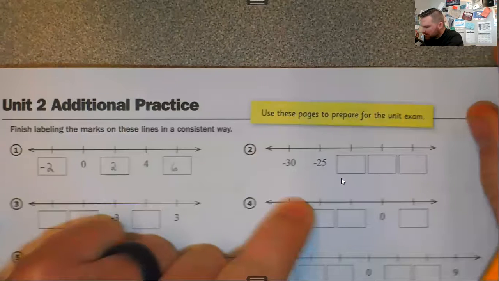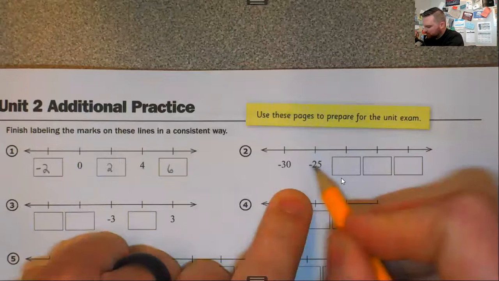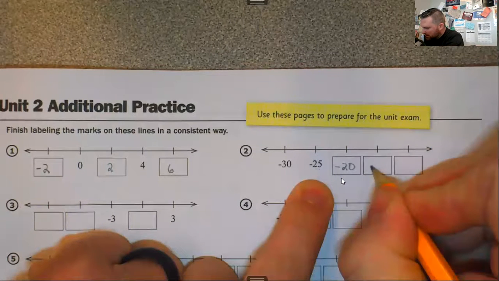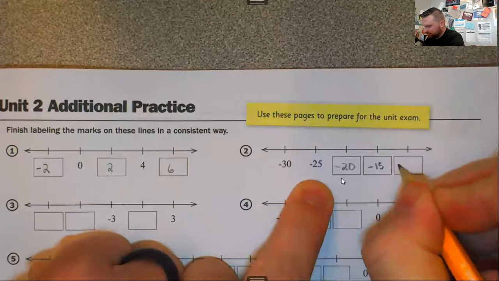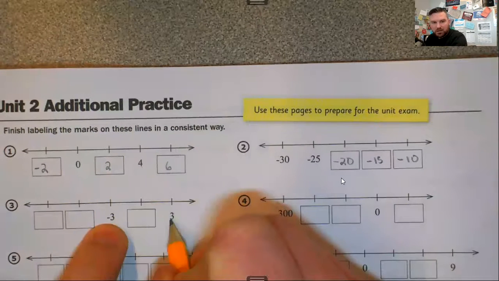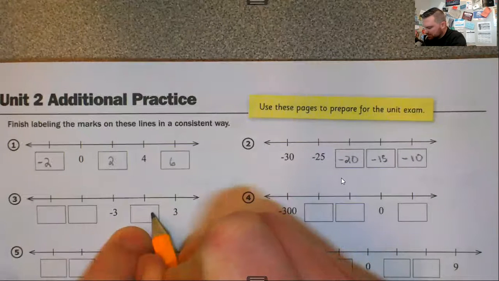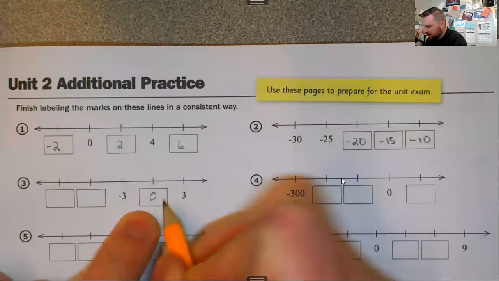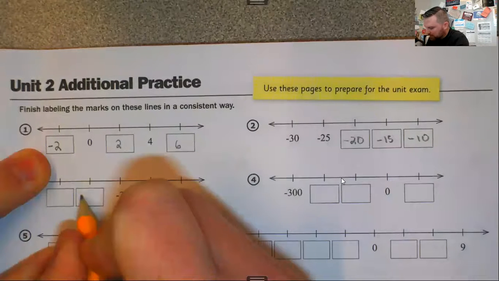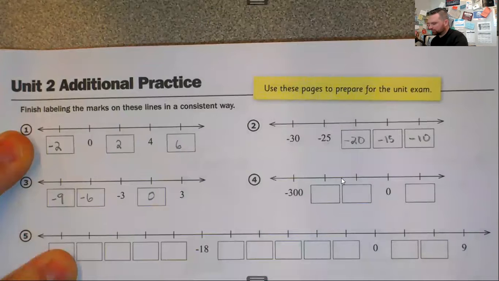All right, here they give us -30, -25. That has a difference of 5, so we're going by 5. So -20, -15, -10. Okay, here they've got -3 and 3. These two are opposites, so right between them is 0. That makes my scale 3. So we're going to go down 3 more, -6, and down 3 more, that's -9.